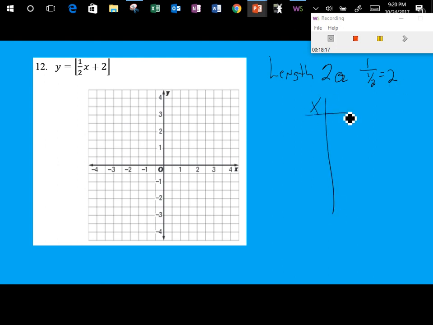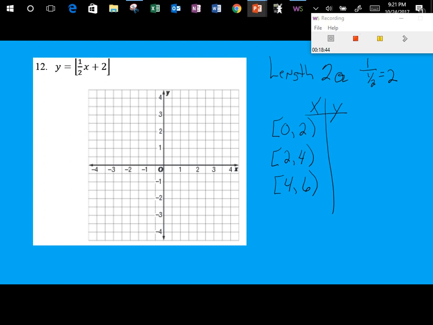Once again, it's a round down function. So my bracket's going to be on the left. My step length is going to be 2. So I'm going to go 0 to 2. The 2 gets a parenthesis. Then I'm going to go bracket 2 to 4. Then I'm going to go, oh, excuse me, I'm going to go 4 to 6.